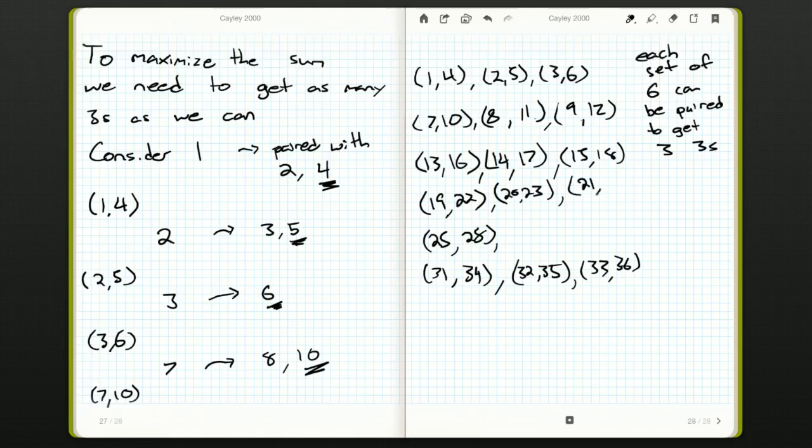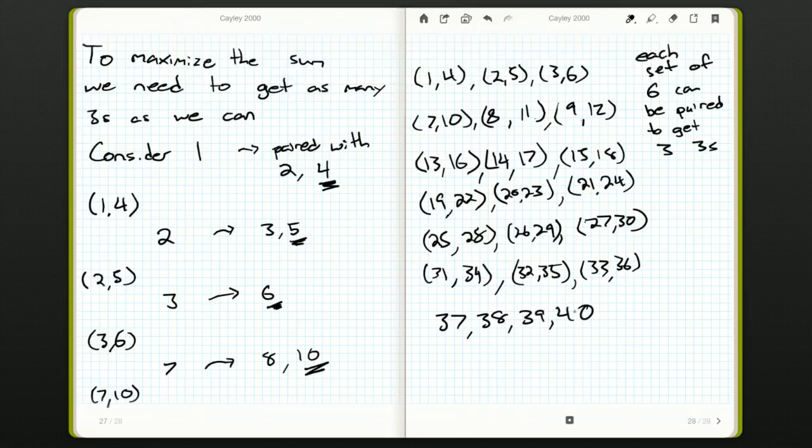But we have to go a little further. That'll be 27 and 30, 26 and 29. We have to go a little further because we still have 37, 38, 39, and 40 that we need to pair up. Okay? So right now we have as many 3s as possible.